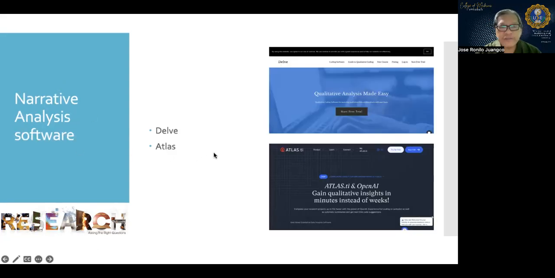For narrative analysis software, we have Delve. So this is the website for Delve, and Atlas. So this is the website for Atlas.